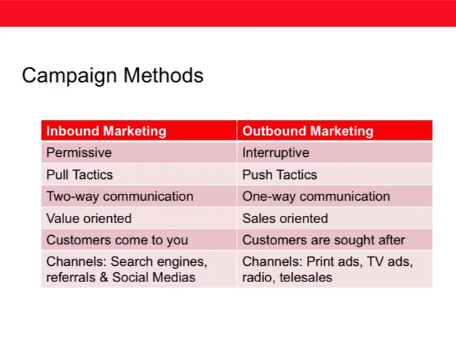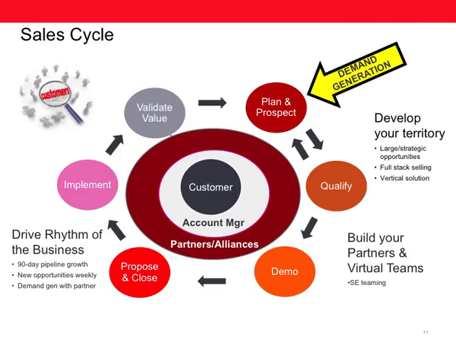Outbound marketing. You know, there's been a decline in outbound marketing due to a shift in consumer behavior. People are more in control of what information they receive and how they receive it. Examples of outbound marketing would be direct sales and telesales. Let's talk a little about the sales cycle. Plan and prospect. Qualify. You show them the solution. It's value-based selling by way of a demo. You propose and you close, you implement, then you validate the value.